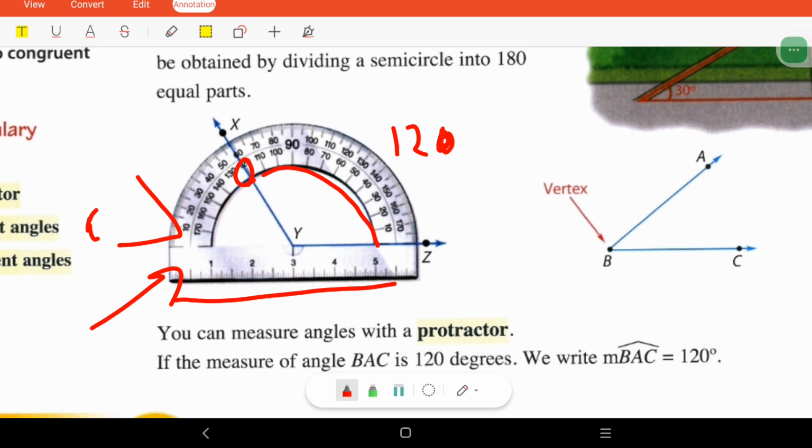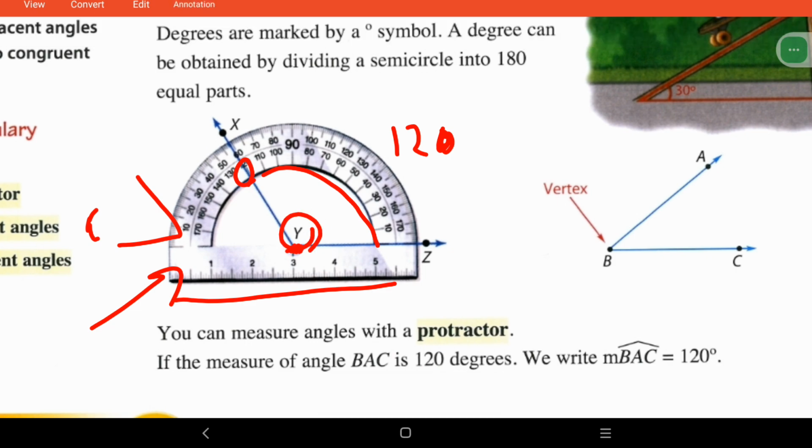Also, dear students, be careful when you put the protractor on the angle that we have. Be careful to put it on the vertex. What is the vertex? As you can see, the dot here, which is y, this will be the vertex of the angle.